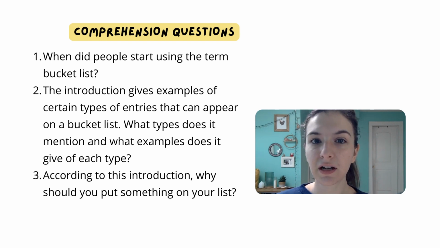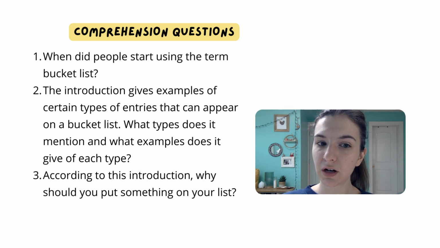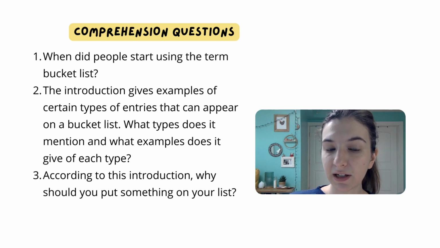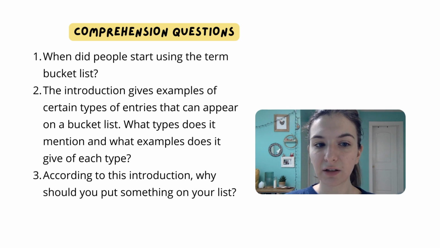The first question that I want you to listen for is this. When did people start using the term bucket list? Second question. The introduction gives examples of certain types of entries that can appear on a bucket list. What types does it mention, and what examples does it give for each type? And then lastly, the last comprehension question is, according to this introduction, why should you put something on your bucket list? Okay, so I will keep the comprehension questions up here as I read, but let's get started.